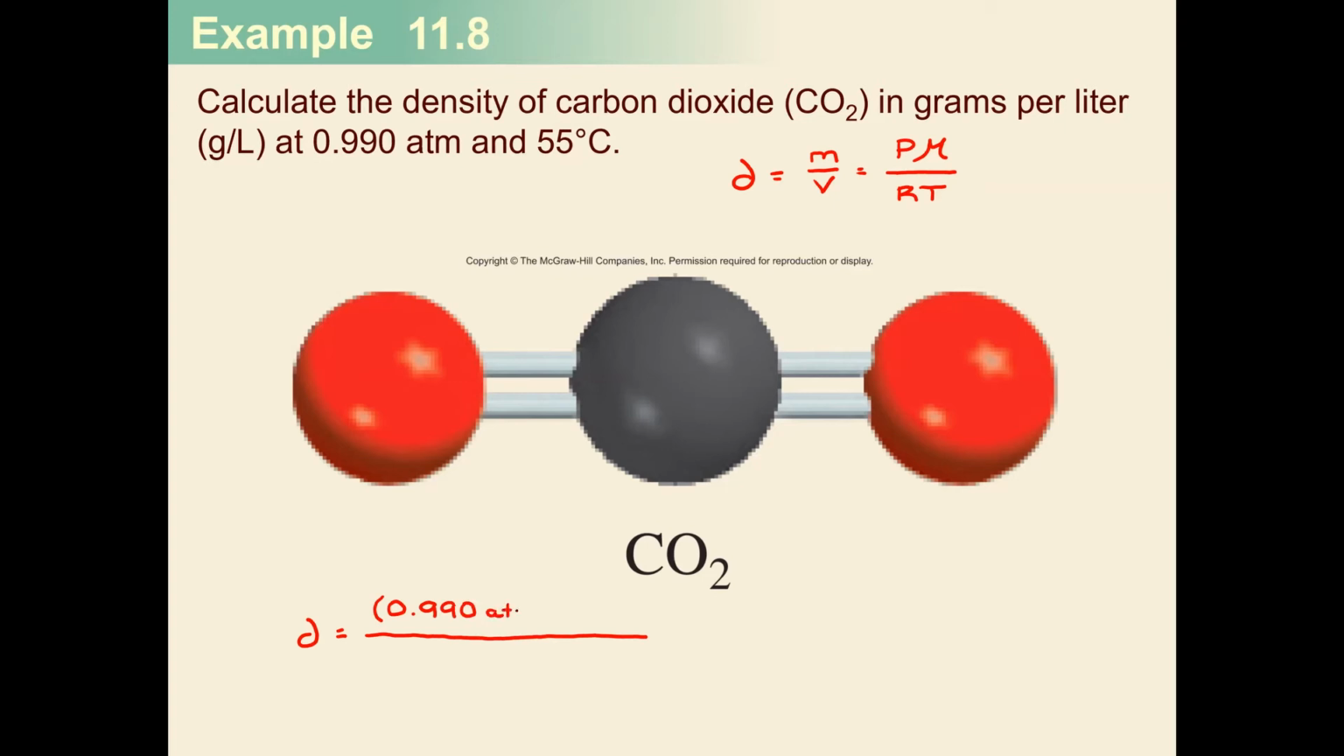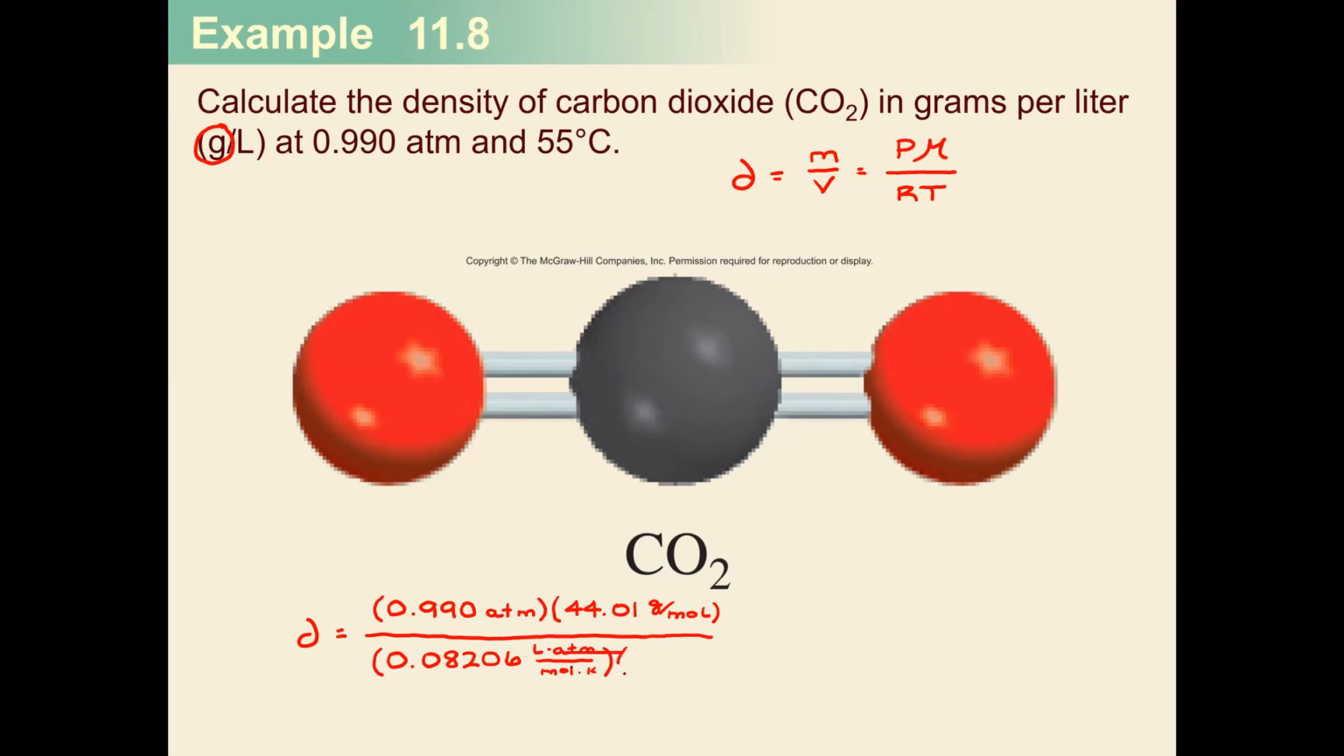0.990 atmospheres. Now I need the molar mass of our gas. In this case, we want it in grams per mole because we need the unit of grams for our density. So what is the molar mass of my carbon dioxide? Well, that is 44.01 grams per mole. So now I need to put in my ideal gas constant. So that is 0.08206 liter atmosphere per mole Kelvin.